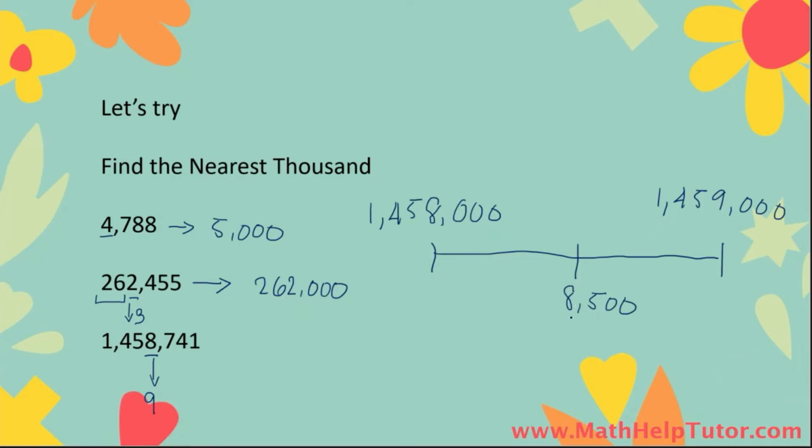But our number is not just 8,500, right? Because we have places to the left of the place that we are rounding off. So we have to consider that as well. So the value between the places is 1,458,500. So where's our number in the number line? If we have increments of 100, so if this is 500, this is 600, 700, 800, 900, our number should be around here.